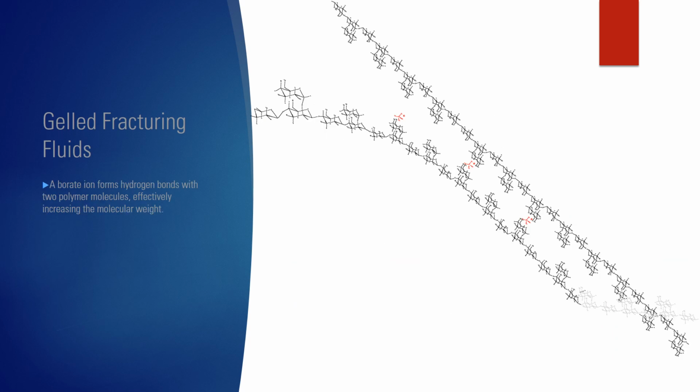Here we see an illustration of borate ions forming hydrogen bonds between adjacent guar polymers, thereby effectively increasing the molecular weight of the polymer.